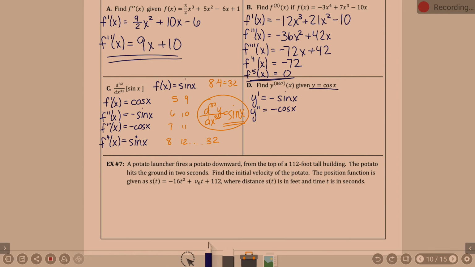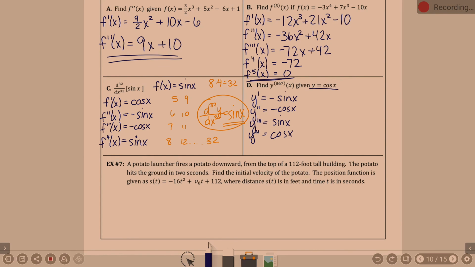Third derivative, derivative of cosine is negative sine. It's a negative of negative sine, so sine. Fourth derivative, derivative of sine is cosine. Again, multiples of 4, yes? Yes.